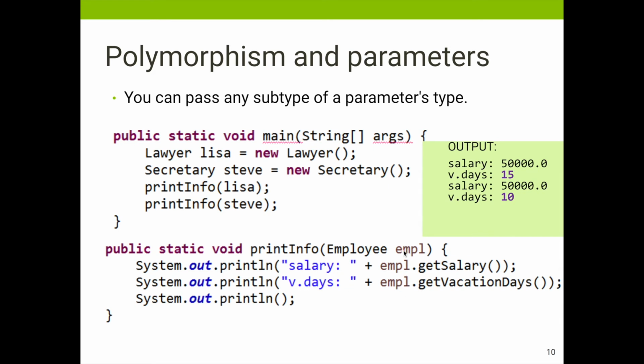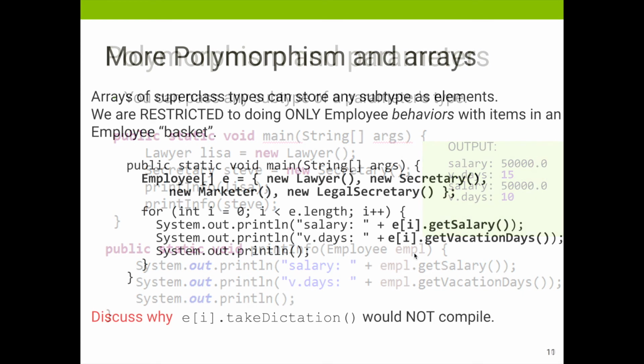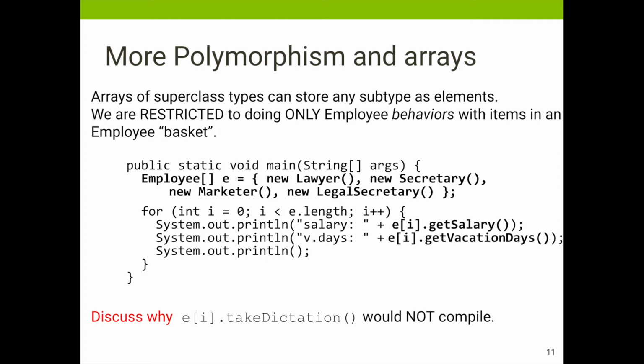So when I call this, it's an employee, I can only call employee methods. That's all I have access to, but it will still behave like the object that it actually is. So it's going to behave like a secretary or a lawyer or a legal secretary or whatever it is. And that's polymorphism, that this same code that doesn't change, it looks the same, behaves differently depending on what the object actually is. It's so extremely powerful. Powerful!